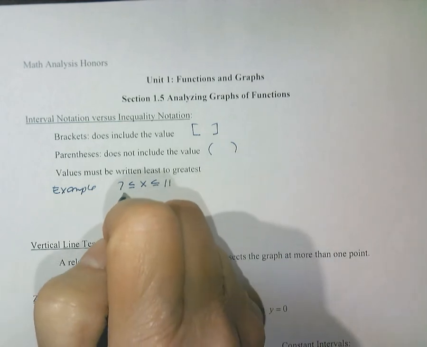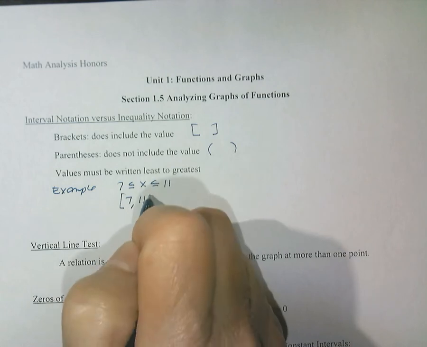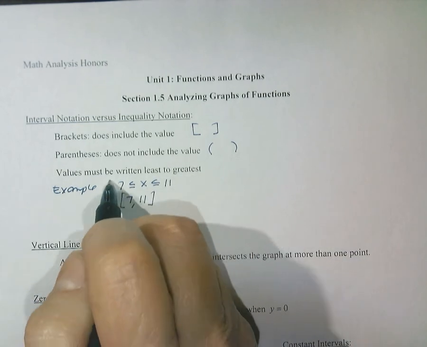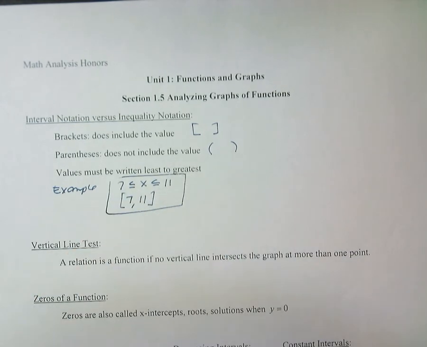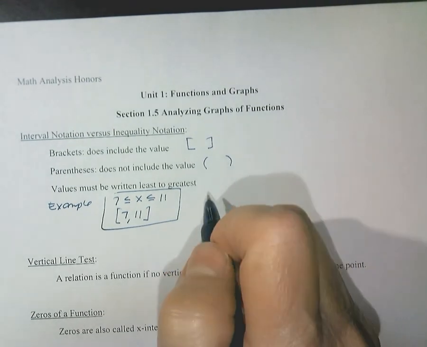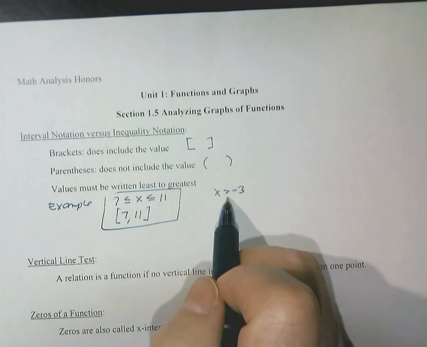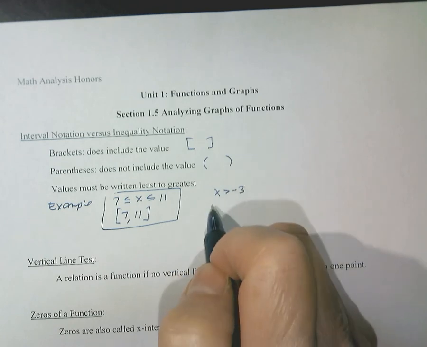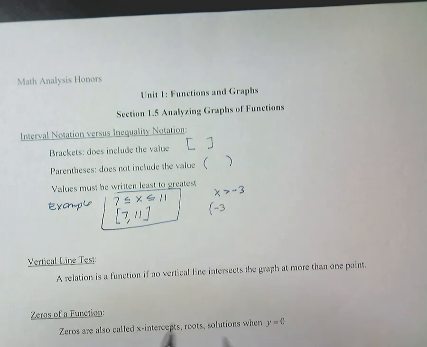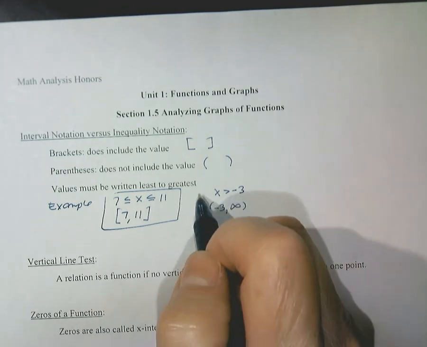In interval notation, it would be a bracket 7, and then an 11, and then a bracket. So that's one example. If I had x greater than -3, it's not equal to -3. So my smallest value is -3, and I'd use a parenthesis, and it keeps going. So I'd have an infinity.